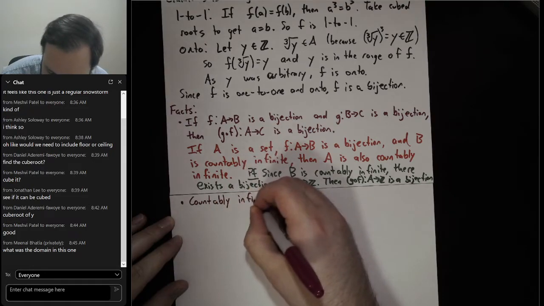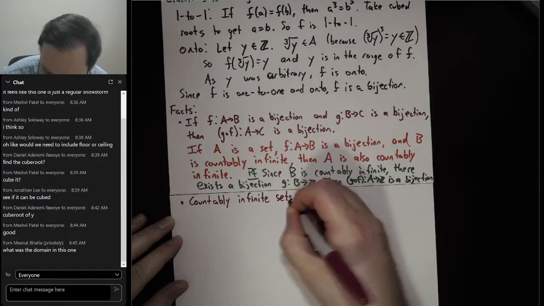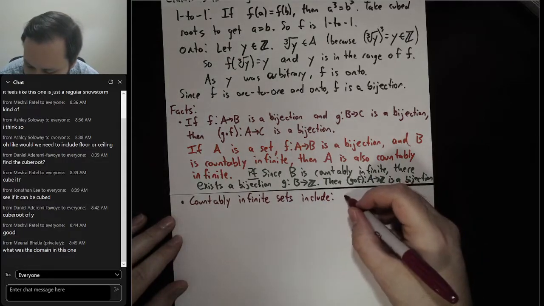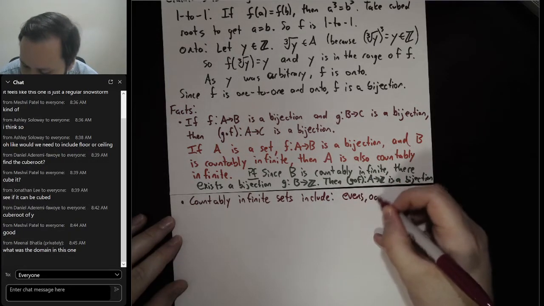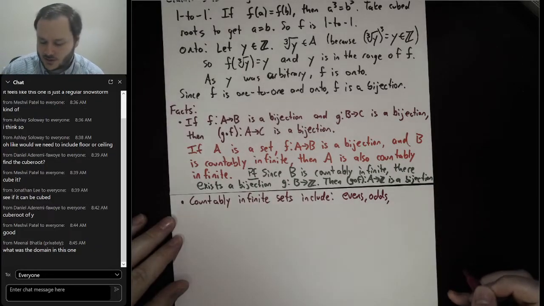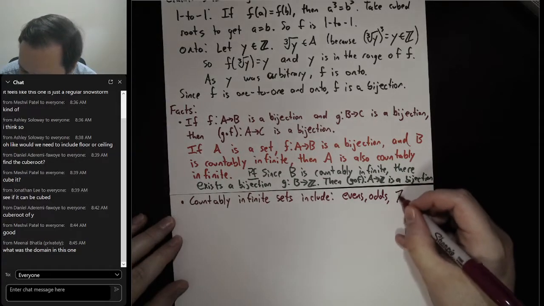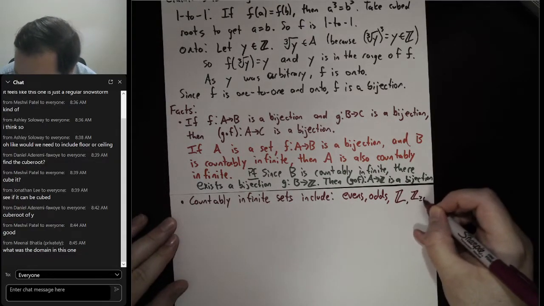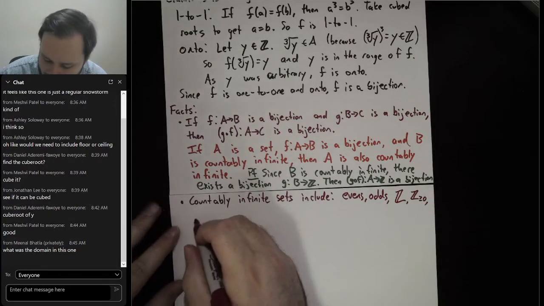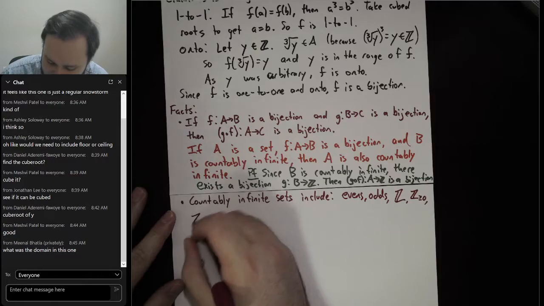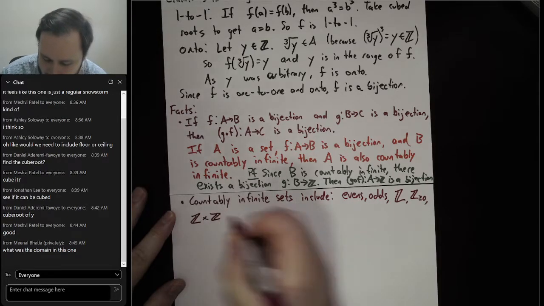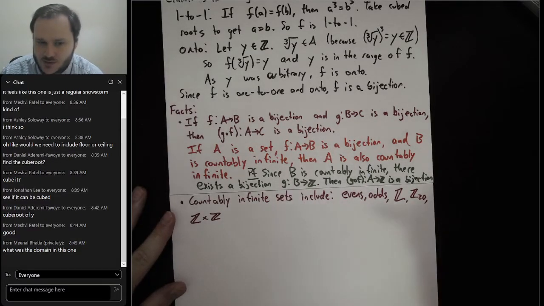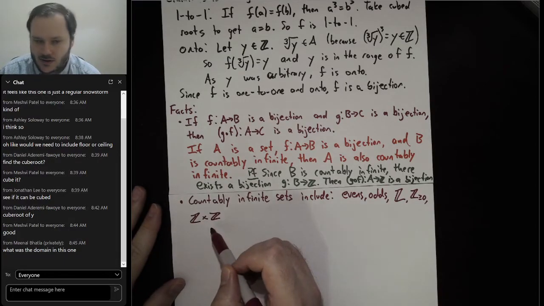Countably infinite sets include, so we've seen the evens and the odds. Those both work. Also, the integers, obviously, that's by definition, but also the positive integers. And then we saw pairs of integers. That was the picture where we spiraled outwards, and we hit every ordered pair of integers.